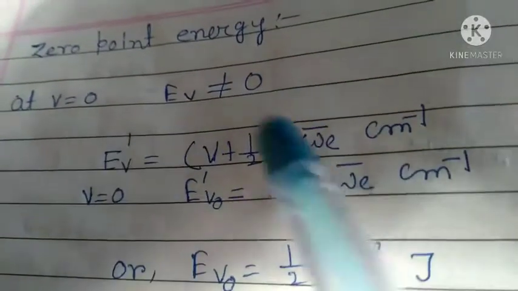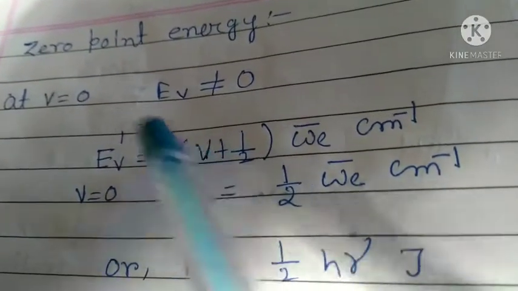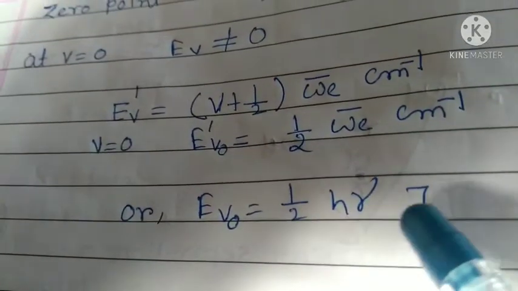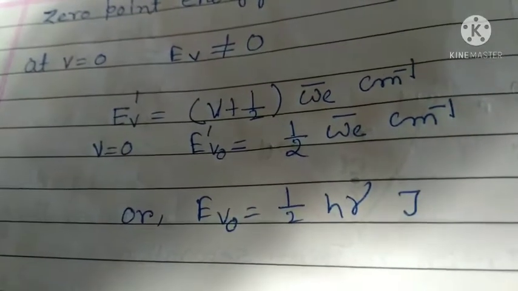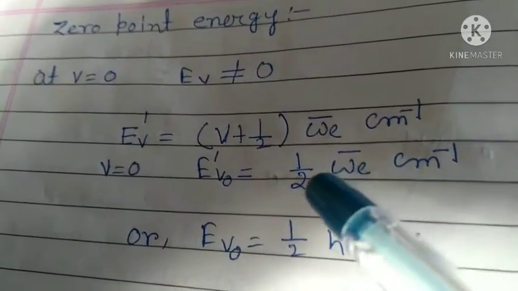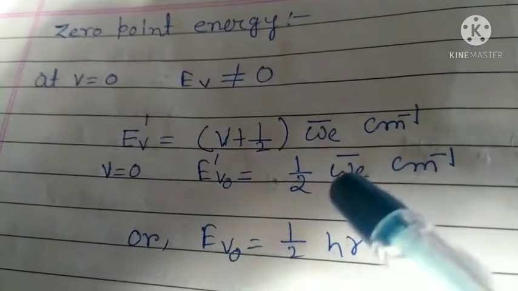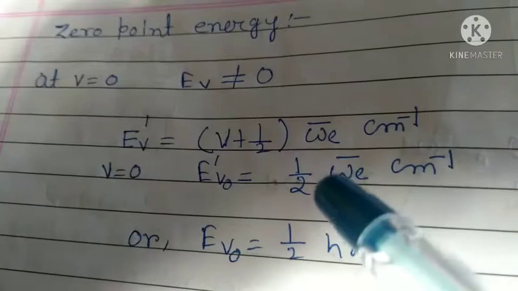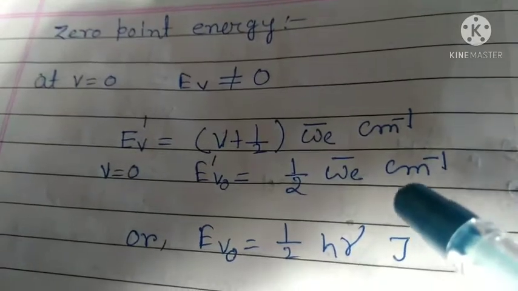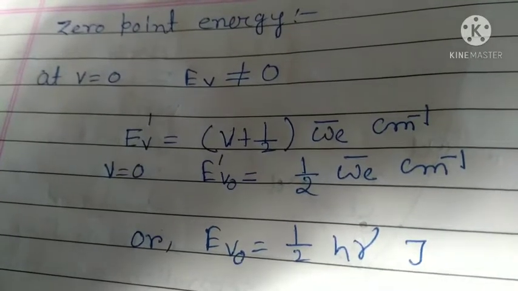Next, zero point energy. This formula is very much important. When you put the value v as 0, we get half omega e bar in centimeter inverse, or half h nu in joule. So this is the zero point energy. You should remember this formula. And you see here that the zero point energy of any molecule is not 0, meaning even when the molecule is at the ground state, and you are not providing any external energy, it still possesses some energy, potential energy, by virtue of its position. So the energy of a molecule or a particle is not 0 even in the ground state.